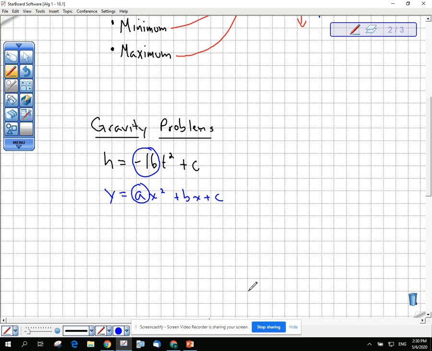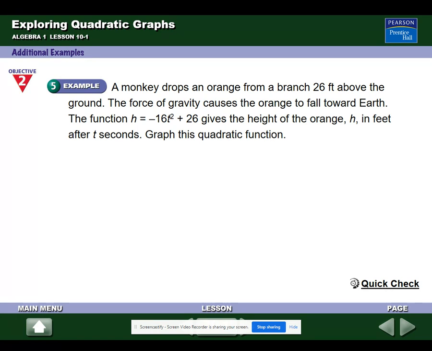So with that, I give you the example where it says a monkey drops an orange from a branch 26 feet above the ground. The force of gravity causes the orange to fall toward Earth. The function h equals negative 16t squared plus 26 gives the height of the orange h in feet after t seconds. They want us to graph this quadratic function. Now again, just to keep this video reasonable in length, I'll just show you what their graph looks like. But let me first say again, negative 16t squared, that's what we saw in the previous example. That's gravity in terms of feet per second squared. Don't worry about the units right now, but it's gravity. If it were in meters, it would be a different number.